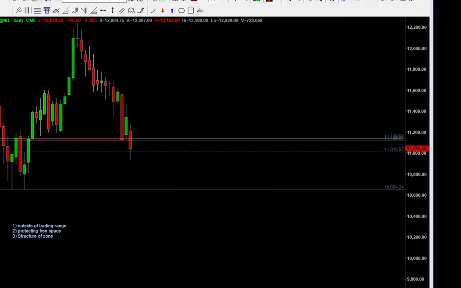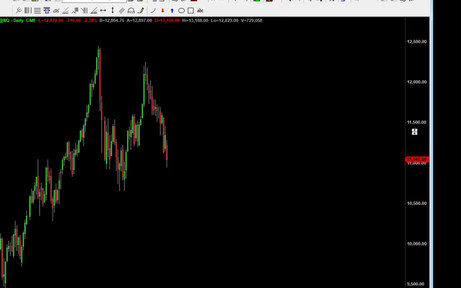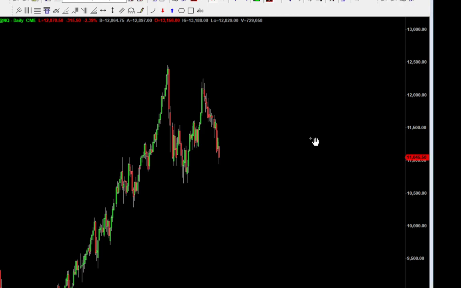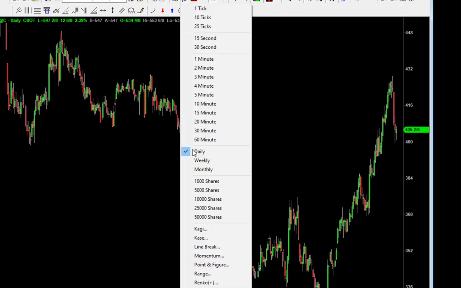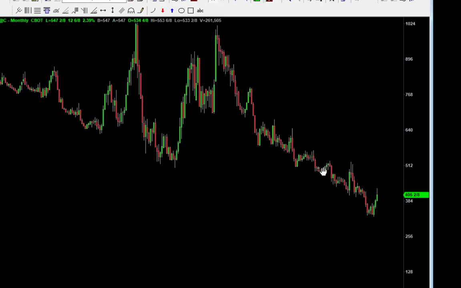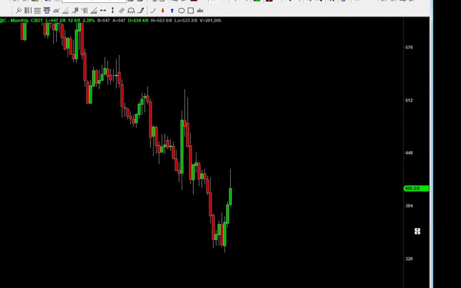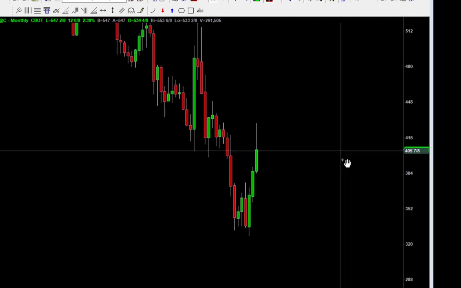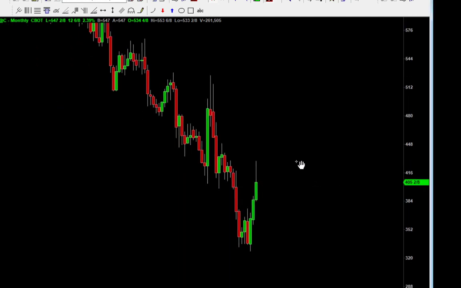I'm removing all drawing objects. Okay, I'd like another. Let's see what's happening in corn. Let's see corn. Okay, monthly. I know you won't be able to see much because it's zoomed in so far. Whatever. I would never trade this. I'm just showing this to let you see it.